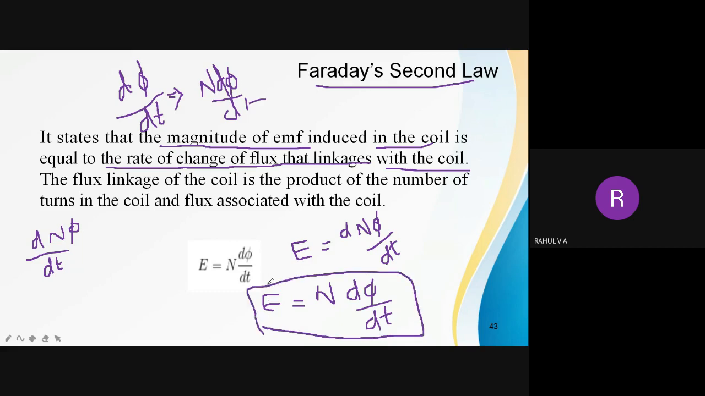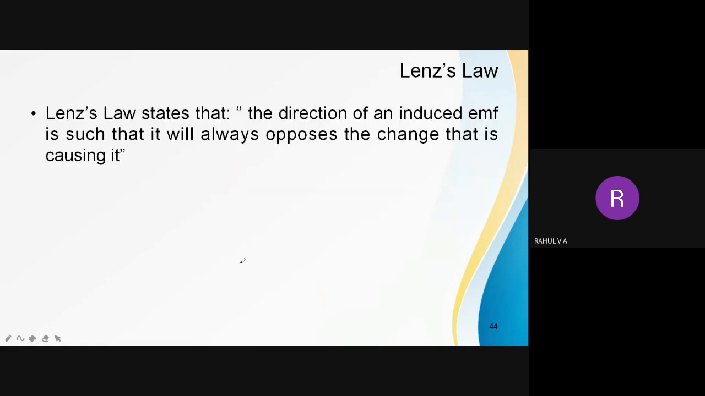Okay, first law states how to induce EMF. Second law is about magnitude of induced EMF. And then we have third law, which is not Faraday's third law. It is another law given by Lenz's law. So it is about the direction of induced EMF. Again, first law is about how to induce EMF. Second law is about magnitude of induced EMF. Third law is about direction of induced EMF. The direction of induced EMF is such that it will always oppose the change that is causing it.